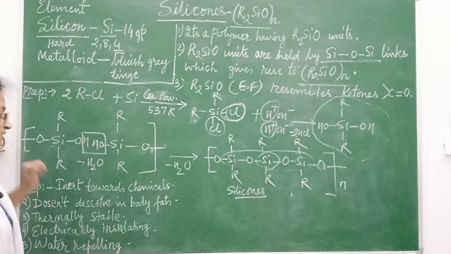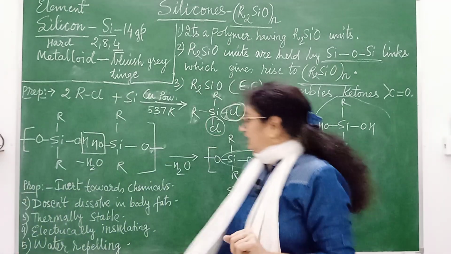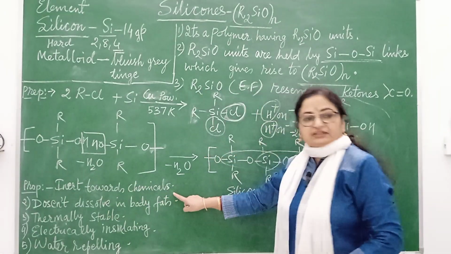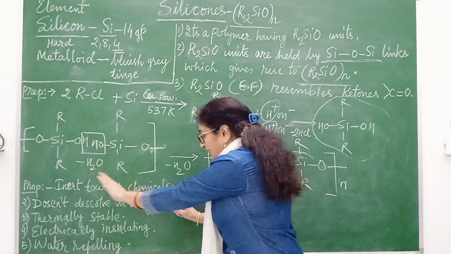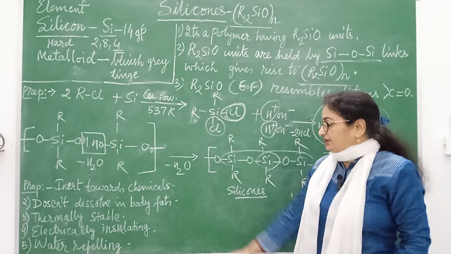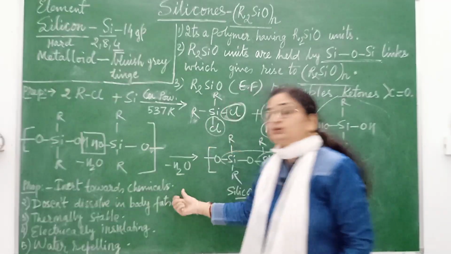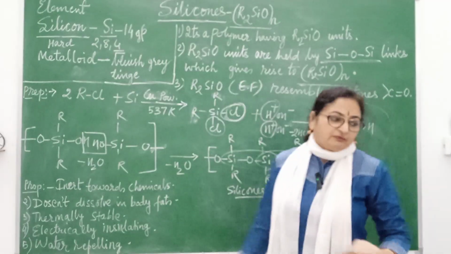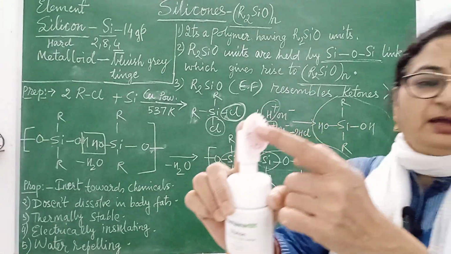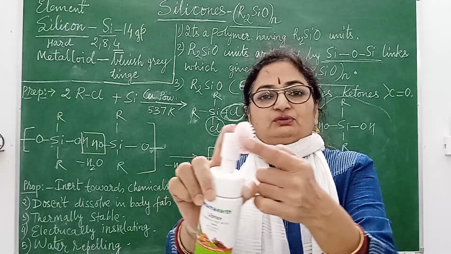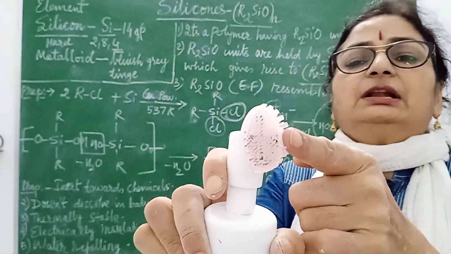Now let's see the properties of silicones. Children, silicones are inert towards chemicals. So this property is used in chemical industries, and because they are inert, they are also used in cosmetics. So I have brought one example for you. You can see it is the lid of a face wash. You can see here, I hope this is clear to you.